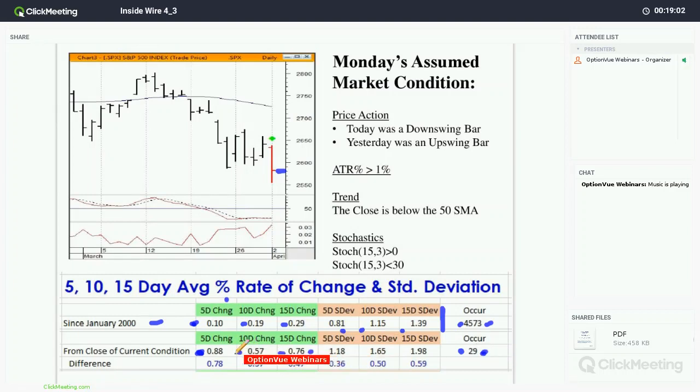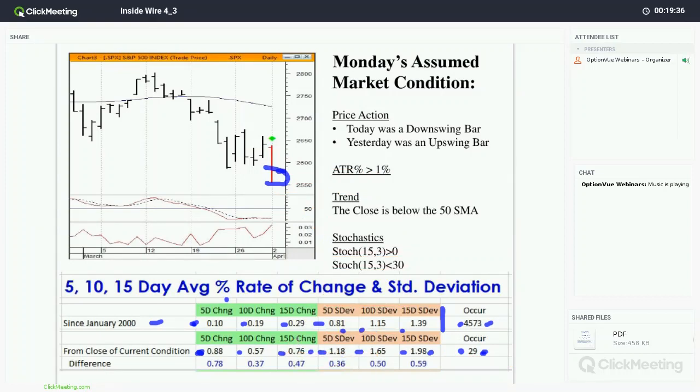It's just interesting. Usually you have a progression, low to high, like we have here: 0.1, 0.19, 0.29. But here it starts high, goes lower, then comes back up, which is interesting. The standard deviation ascends. The 5-day is quite a bit more than the benchmark at 1.18, 1.65, and 1.9, almost 2% standard deviation at the 15-day level coming from our market condition here.